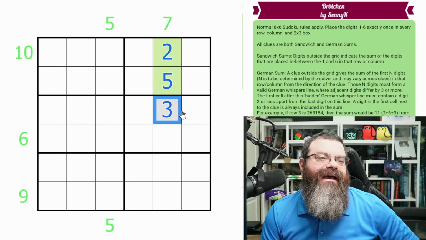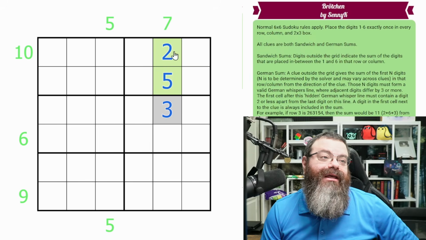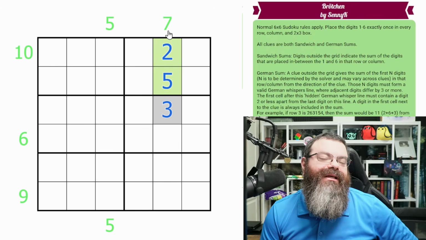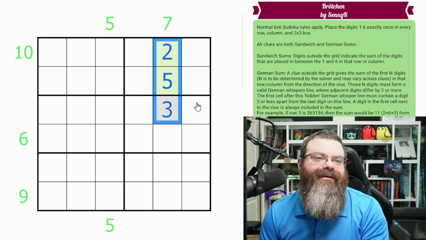And so we'd gray that out, just in my coloring scheme here. And so now we just say, okay, the ones that were a valid line, we add them, 2 plus 5, and that sum is 7. If this was only a German sum, this would be a valid way to fill it. But remember, it's a German sum and a sandwich, so it has to fill both simultaneously.